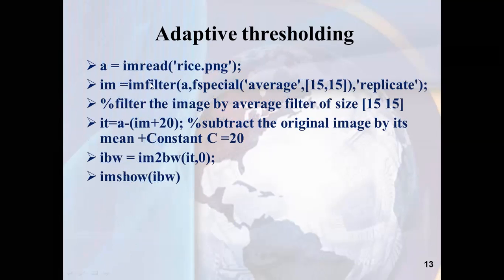So this is what we write: imfilter of A, where H is fspecial average 15 by 15 for the size of the filter, replicate, and the type is average. After making the filtered image, we take the original image and subtract the filtered image from it, and we add a constant C. After that, we can apply the binary function that transforms the image into a binary image.